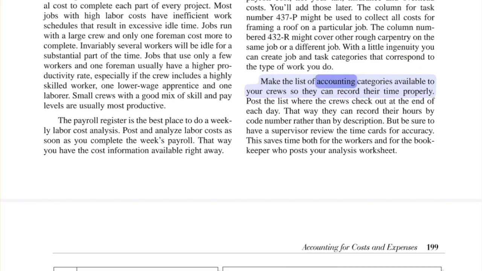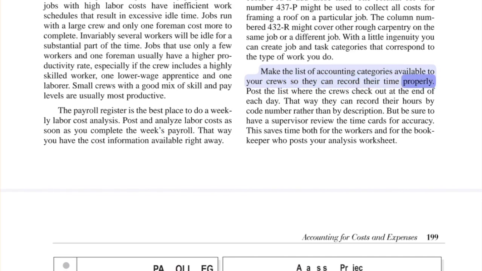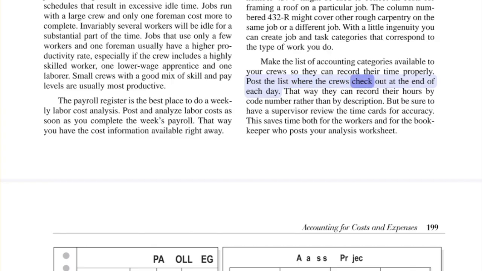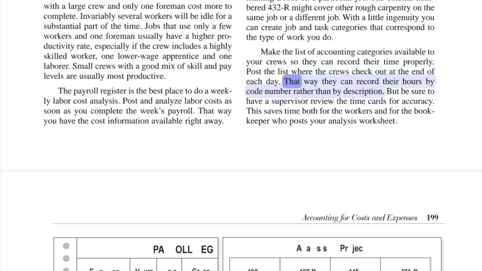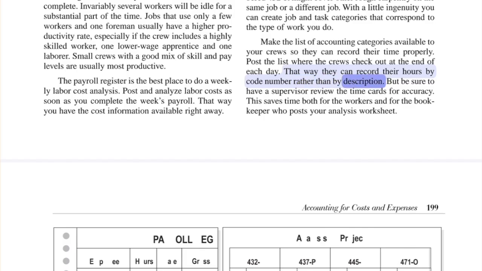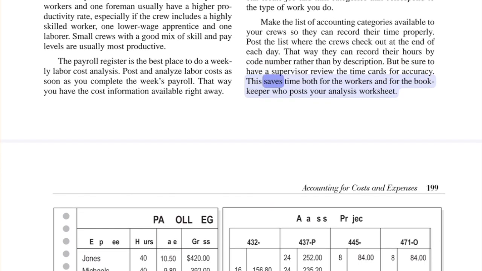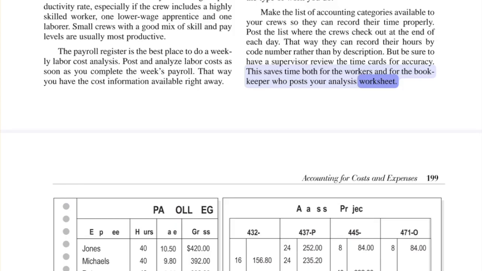Make the list of accounting categories available to your crews so they can record their time properly. Post the list where the crews check out at the end of each day. That way they can record their hours by code number rather than by description. But be sure to have a supervisor review the time cards for accuracy. This saves time both for the workers and for the bookkeeper who posts your analysis worksheet.